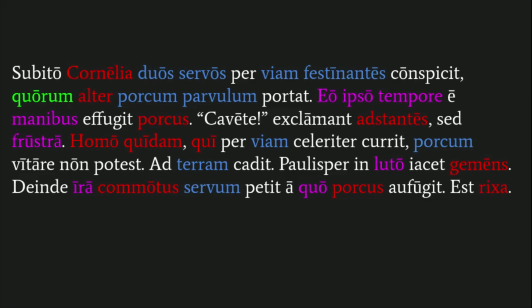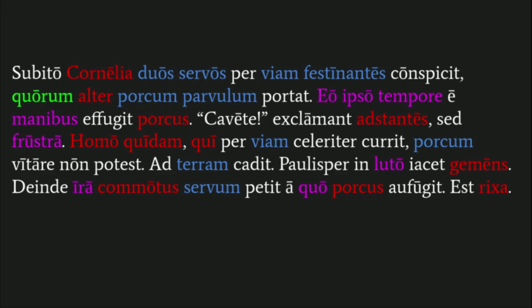Now we can continue. We have: Subito Cornelia duos servos per viam festinantes conspicit, quorum alter porcum parvulum portat. So suddenly, Cornelia, there's our subject, conspicit, she catches sight of duos servos, two slaves. That's our direct object, the accusative plural. They're festinantes, hurrying through the road or along the road. Again, festinantes is another participle. Just pretend it's a vocab word, hurrying, for now. And you'll kind of unpack what it's really doing later on. So she sees or catches sight of the two slaves hurrying through the road.